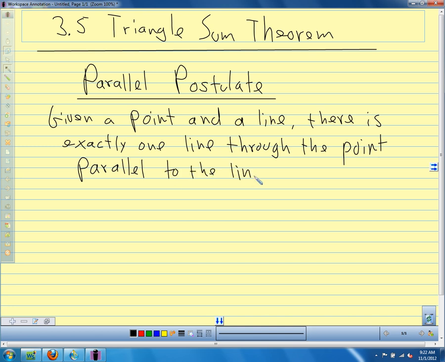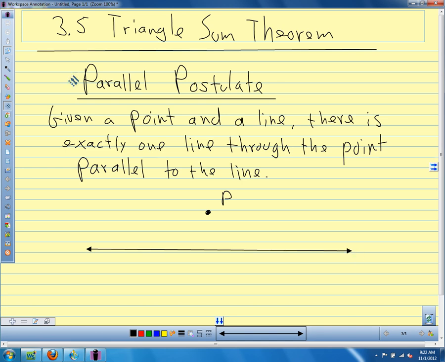And we'll draw a picture here in just a second. So our parallel postulate says that if we have a point, here's point P, and we have a line, there's line L, there is exactly one, only one single line through P that is parallel to L.